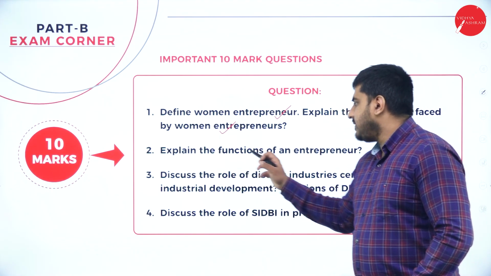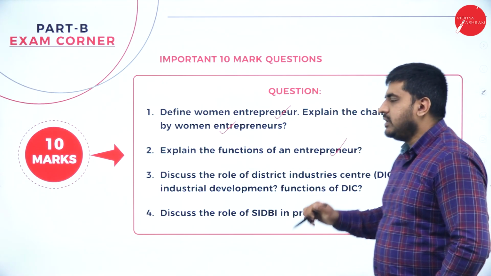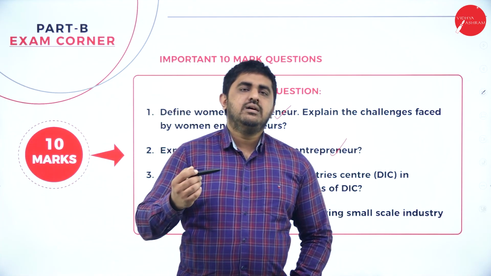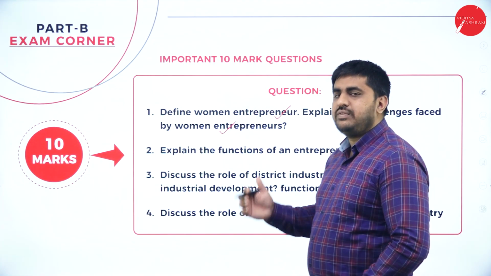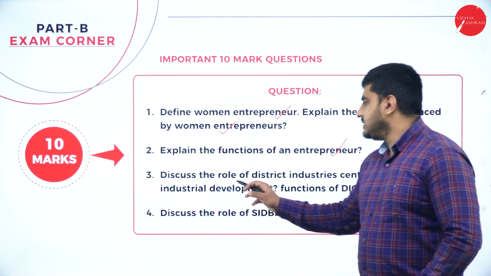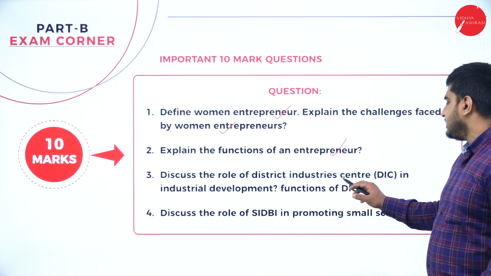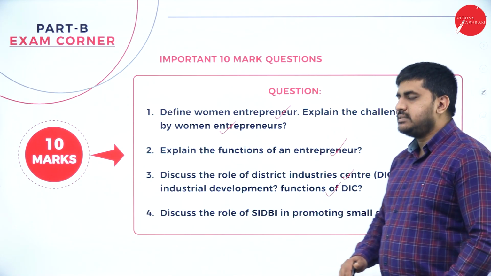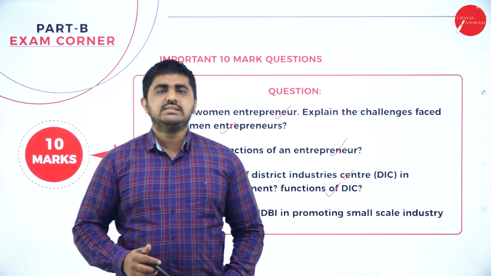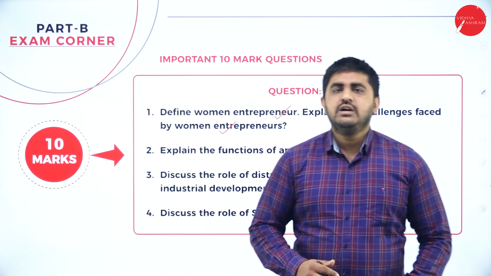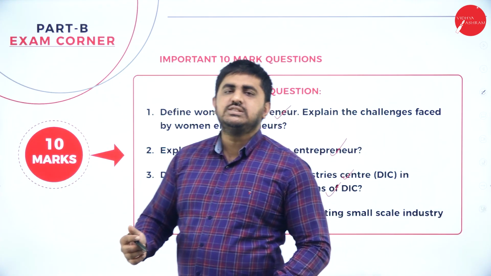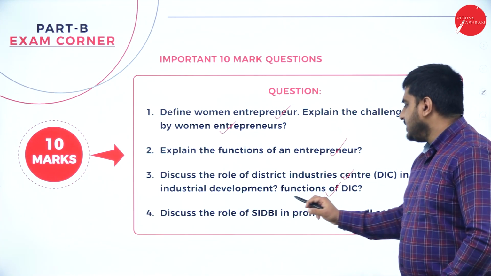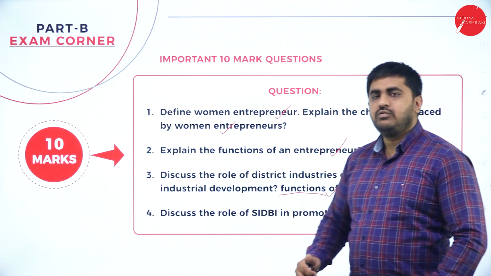Next, explain the functions of an entrepreneur. That is, there are mainly 4 bifurcations. You give one definition of entrepreneurship, then you write the 4 functions with explanation. Discuss the role of district industry centers in industrial development. Functions of DIC. That is, district industry centers are set up in each district across India to promote entrepreneurship or small scale industries. There are different functions mentioned in the notes. You write them for 10 marks.